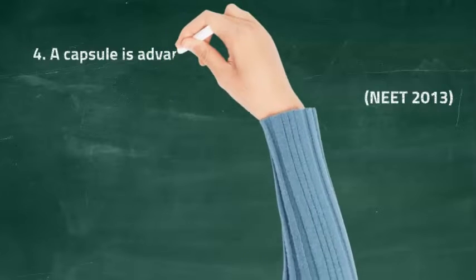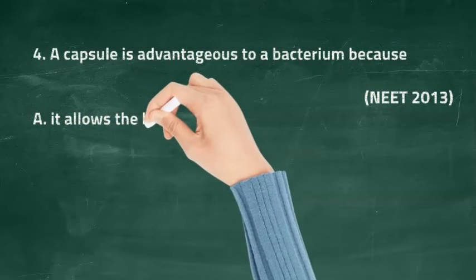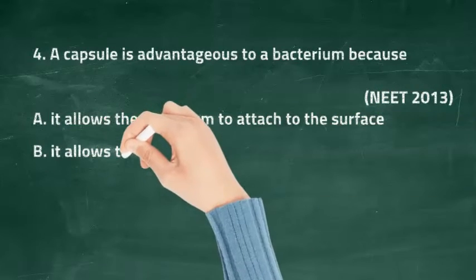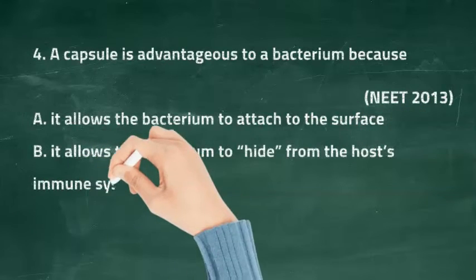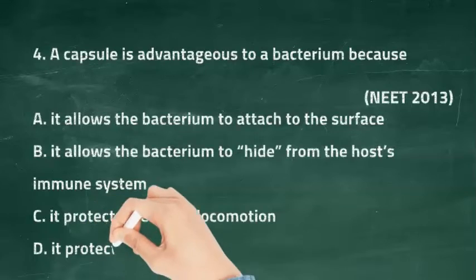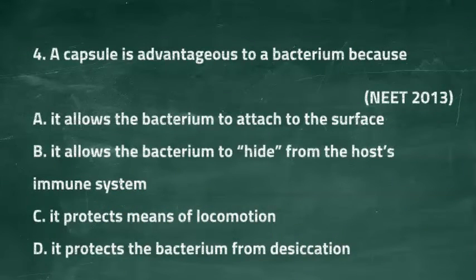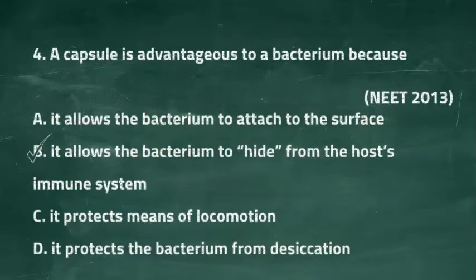Question fourth. A capsule is advantageous to a bacterium because option A, it allows the bacterium to attach to the surface. Option B is it allows the bacterium to hide from the host immune system. Option C is it protects from accumulation and option D is it protects the bacterium from desiccation. The right answer to this question is option B, that is it allows the bacterium to hide from the host immune system.